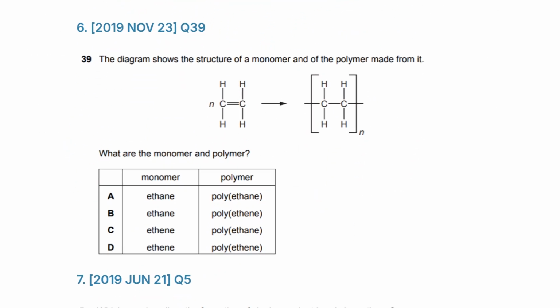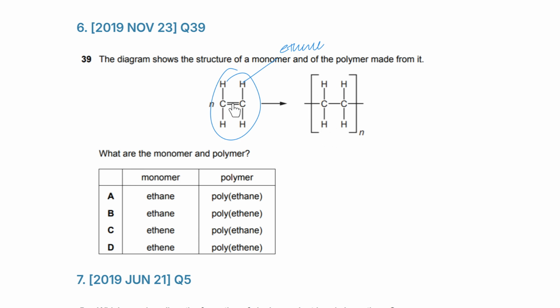The diagram shows the structure of a monomer and of the polymer made from it. Now, this is a monomer, and you also have the polymer. What monomer is this? Ethene is the monomer, yeah? And this N just means the number of monomers that you're taking. N is just representing the number of ethene units that you're taking.